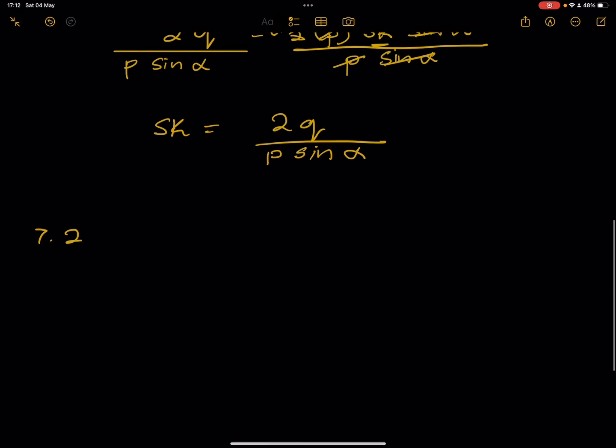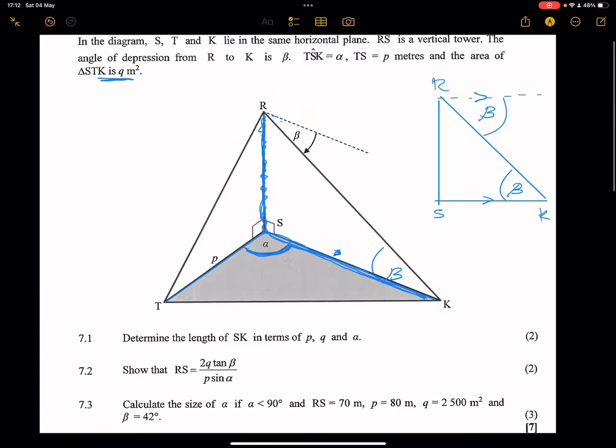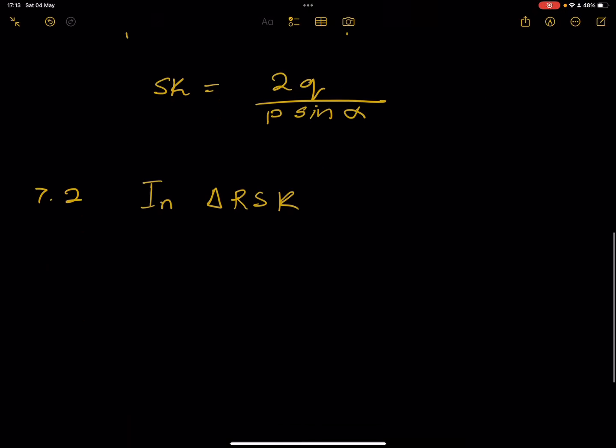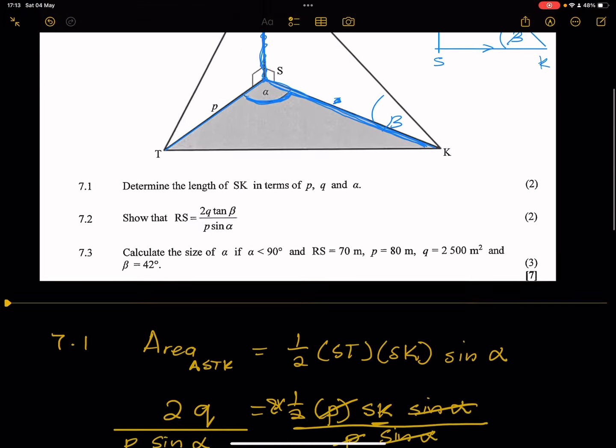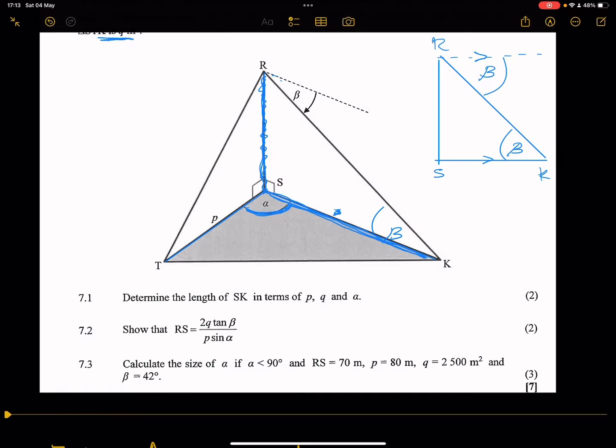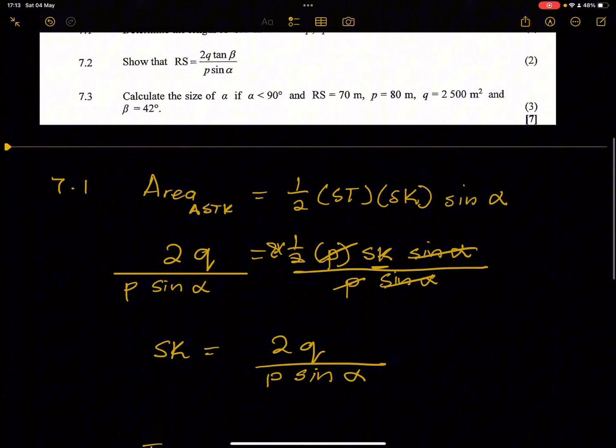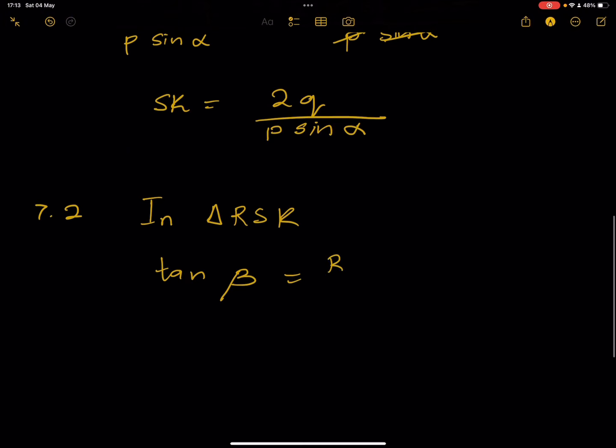So I'm going to say, well, in triangle, let's state first, in triangle RSK, right? So I'm looking at triangle RSK. I've got the tan of beta. So tan of beta would be equal to opposite, which is my RS, divided by adjacent, which is SK. So that's RS over SK, right?